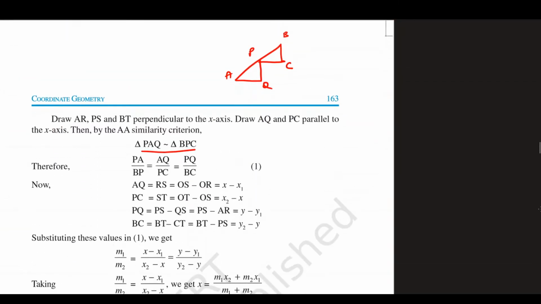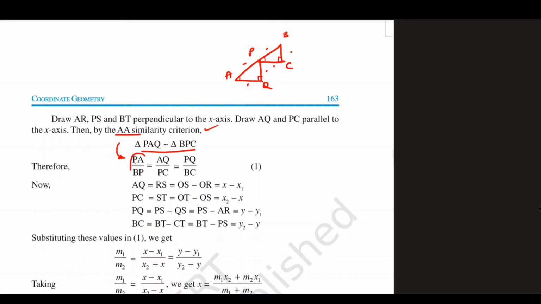Now they are saying that PAQ is similar to BPC. Why? First of all, this angle is 90, and these two lines are perpendicular, so this angle is the same, hence all angles are the same. By AAA criterion, these are similar. Now apply the similarity condition to get this ratio: PA upon BP is equal to AQ upon PC is equal to PQ upon BC.